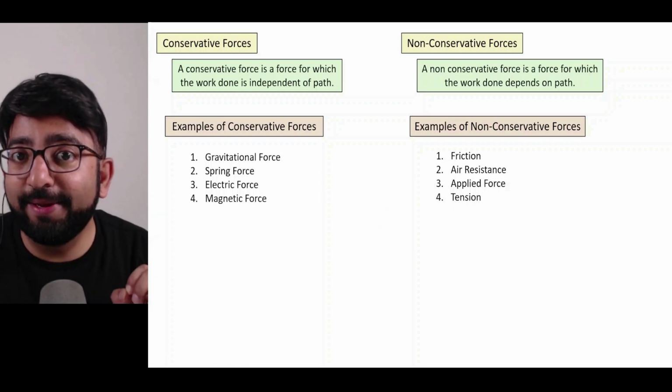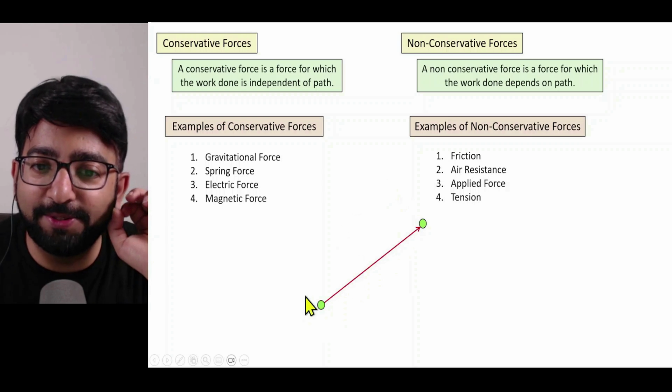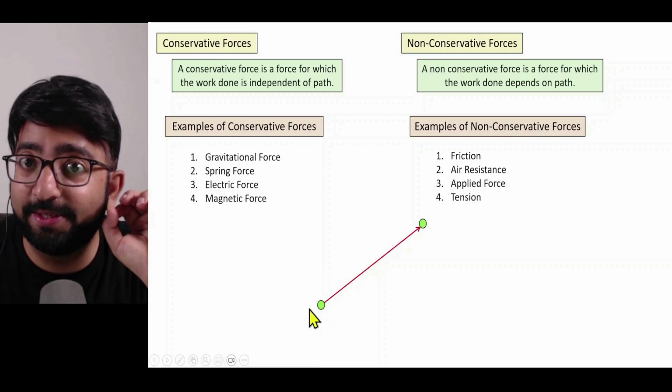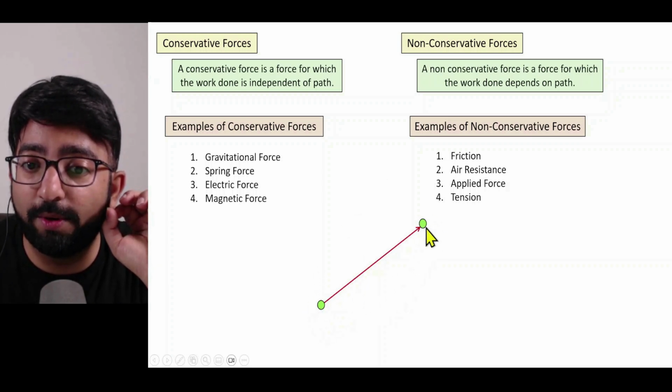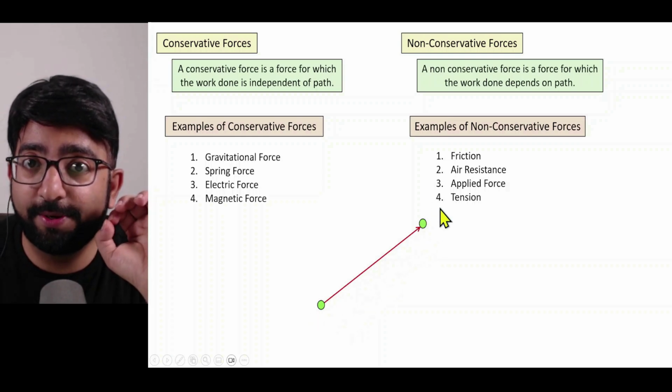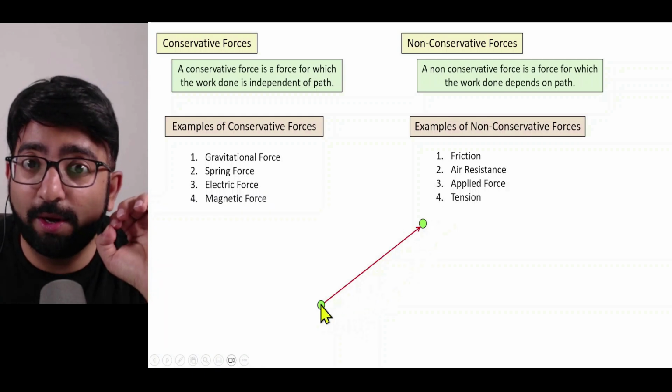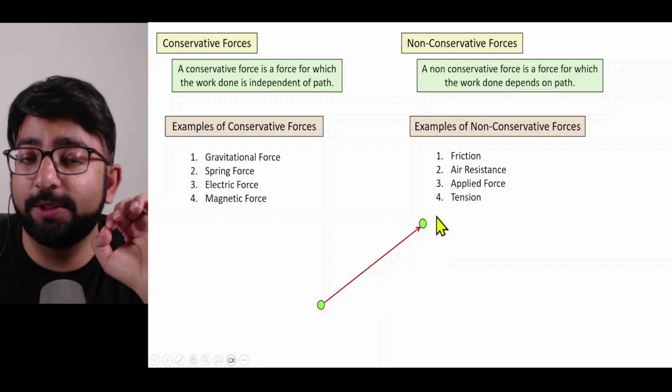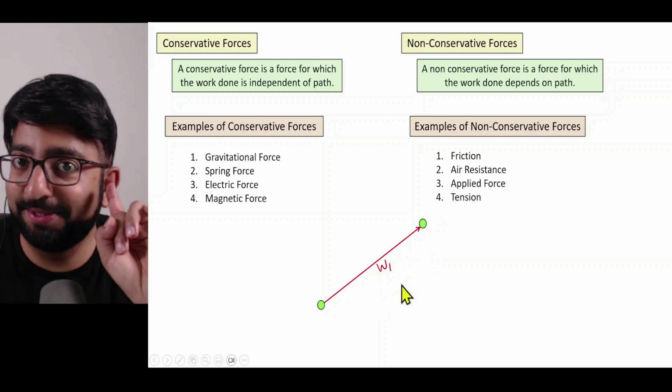Now let me try to explain this using a diagram. Imagine we have a ball over here. Let's say this is the initial point and it is going towards the final position. Case 1, the ball is going in a straight line along this red arrow. And let's say the work done by the ball while it is following this path is W1. So this is case 1.